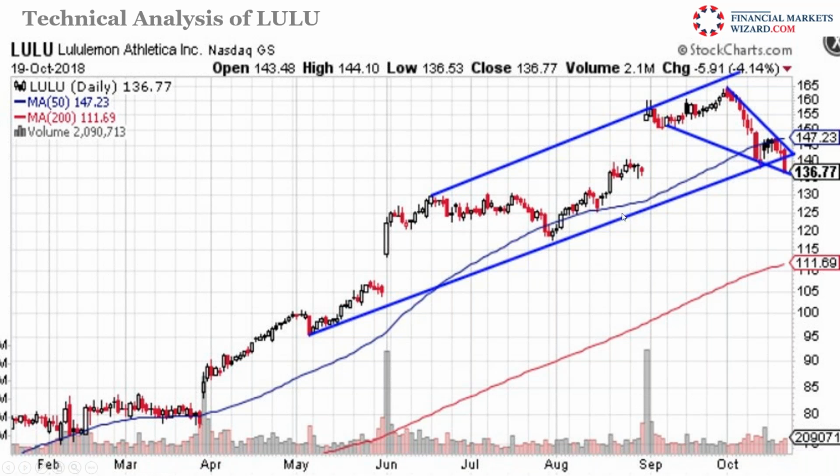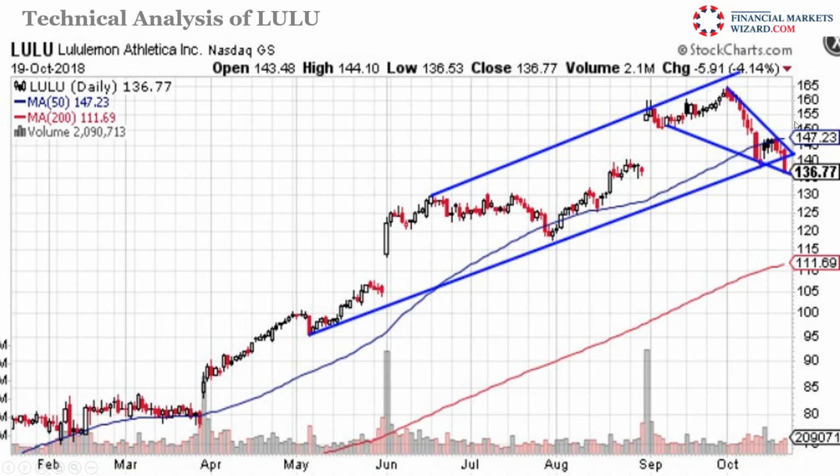It can come down to 130. So I'm visualizing the path. I'm saying, okay, where can it come down? Oh, it can come down to 130. What if it breaks 130? Where will it come down? Oh, it can come down to 120, this level. Okay, where else can it go down? Oh, it can go down to 111, 112 because of the 200-day moving average. And it will fill the gap at around 105, 104 level.